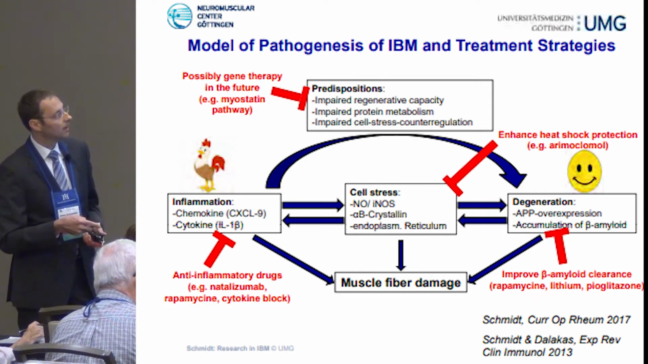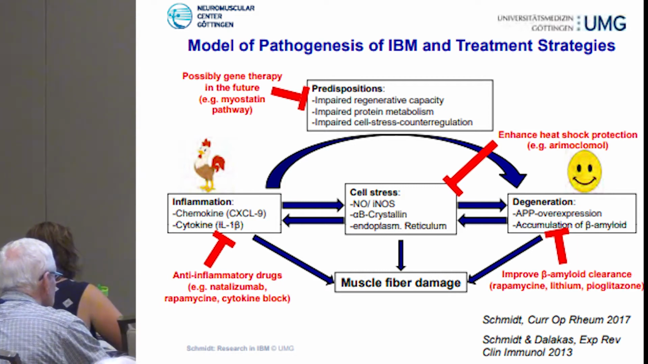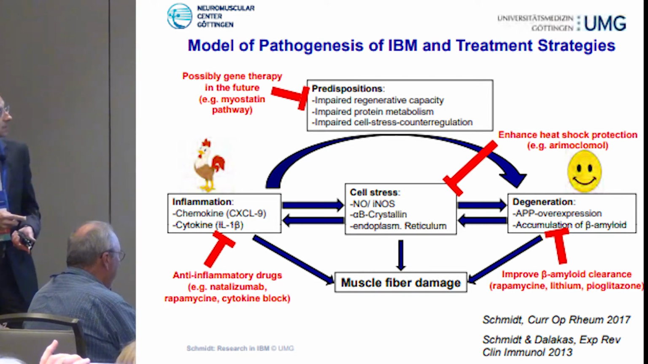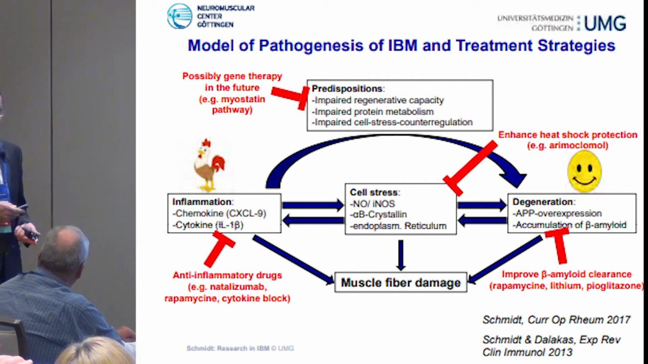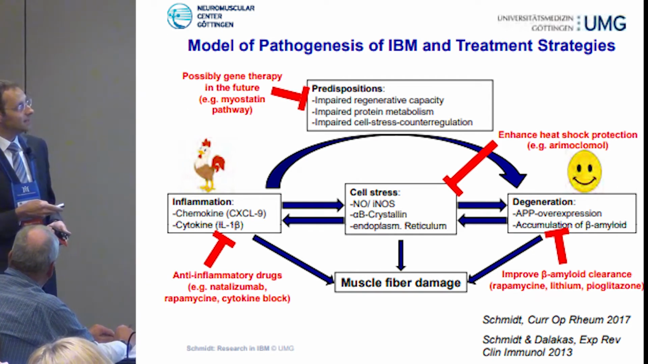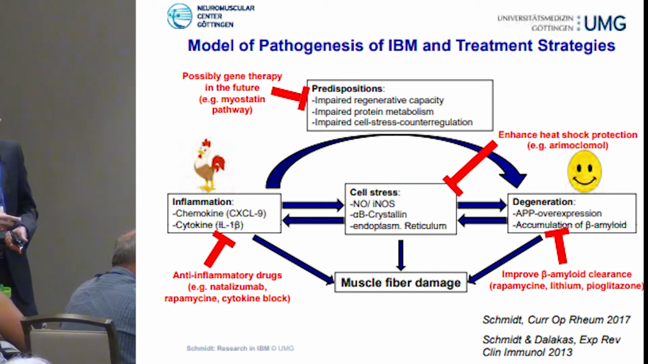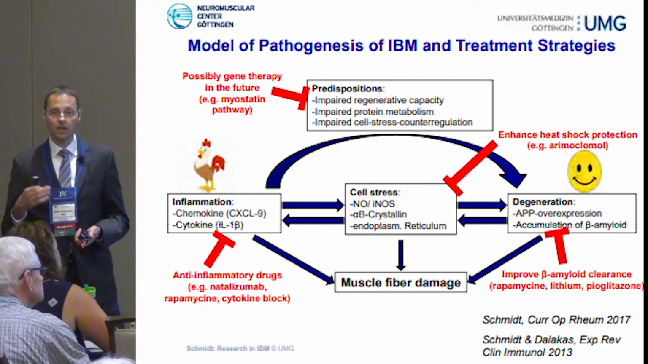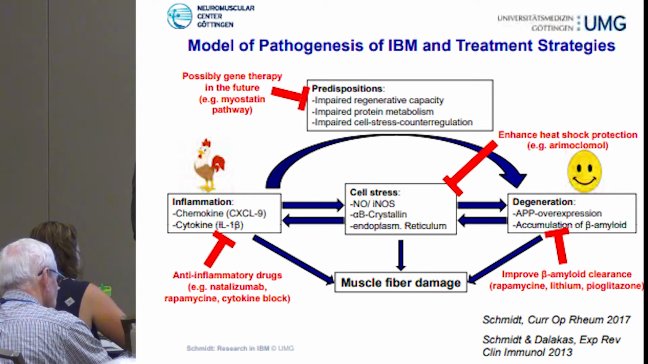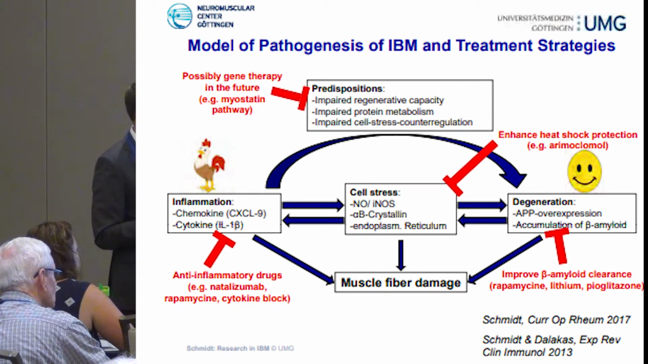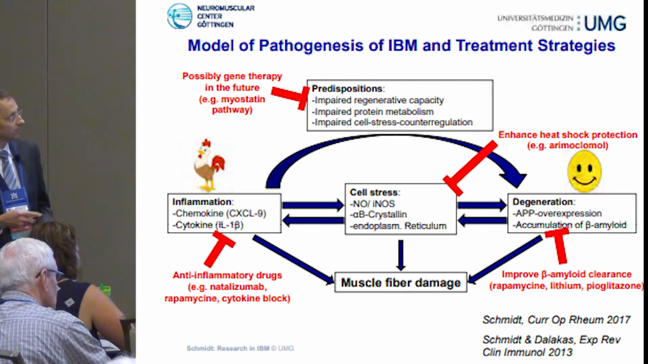In the field of cell stress, what we can do, and this is ongoing, and I'm sure that all of you are aware of that, is that arimoclomol is such a drug that can restore at least part of this heat shock protein response. And on the other side, we may in the future be able to improve the clearance of amyloid. For example, rapamycin, lithium, pioglitazone may be active.